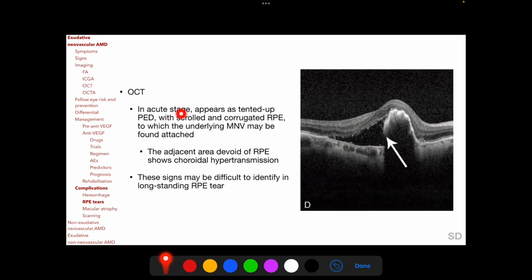In acute stage of a retinal pigment epithelial tear, OCT shows a tented up PED with scrolled and corrugated retinal pigment epithelial layer and shadowing underneath, and the MNV may be found attached to the torn portion of the RPE. So this is the torn portion of the RPE which was originally attached to this portion of the Bruch's membrane, and the adjacent area which is thus devoid of RPE shows choroidal hypertransmission.